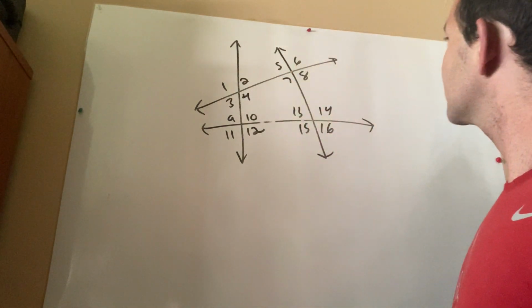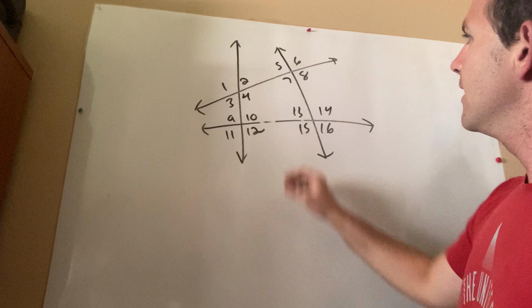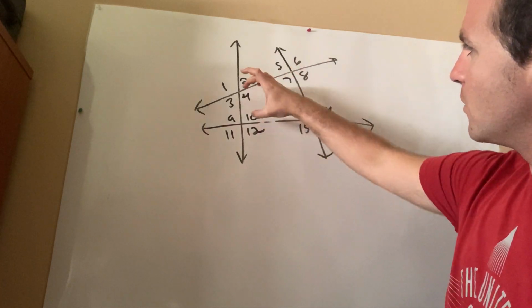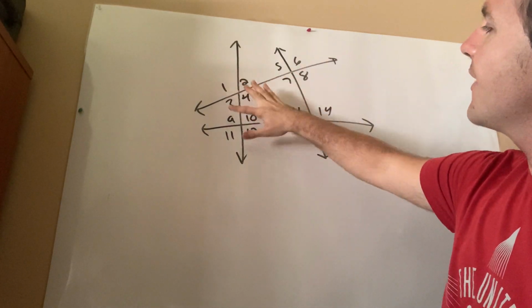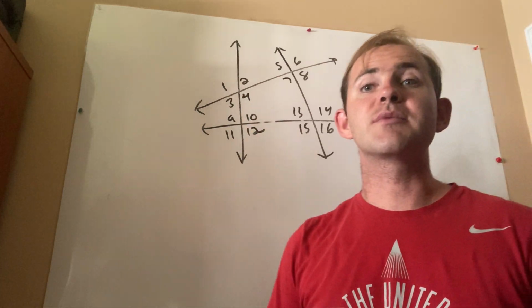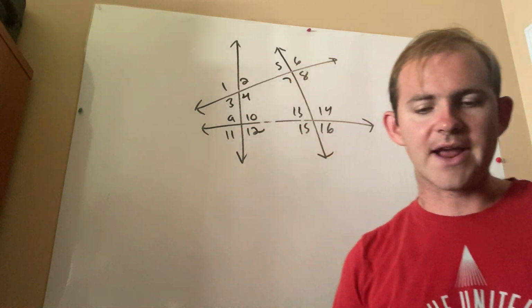And last but not least, 4 and 9, this time there is a relationship. They're both in between these two lines and they're on opposite sides, right? So we would call those alternate interior angles.